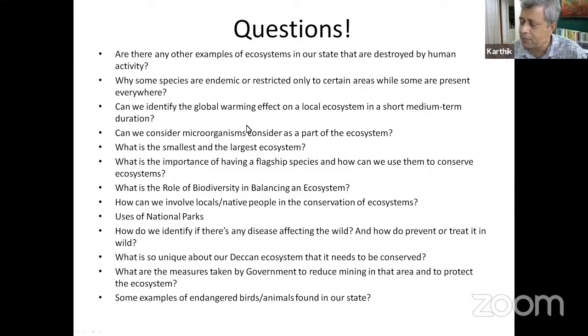And diclofenac has been banned by the Animal Husbandry Department. There are alternatives provided, like meloxicam. So meloxicam is supposedly a replacement for diclofenac. So farmers should not use diclofenac if they want to help vultures.